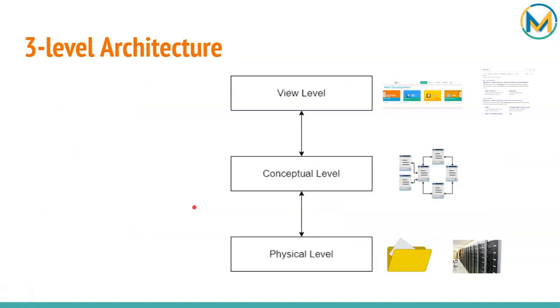So let us summarize the whole thing so that the picture is clear in your mind. Physical level is the physical storage of data in hardware, in hard drives or in files. Conceptual level is the interconnection or relation between different types of data. And view level is the final output of data or the final view of data. So there are 3 different levels.